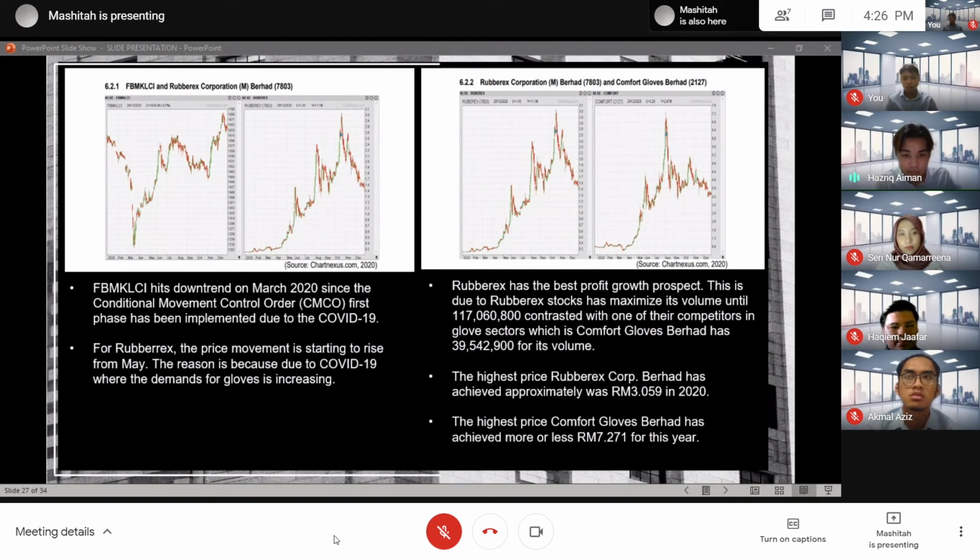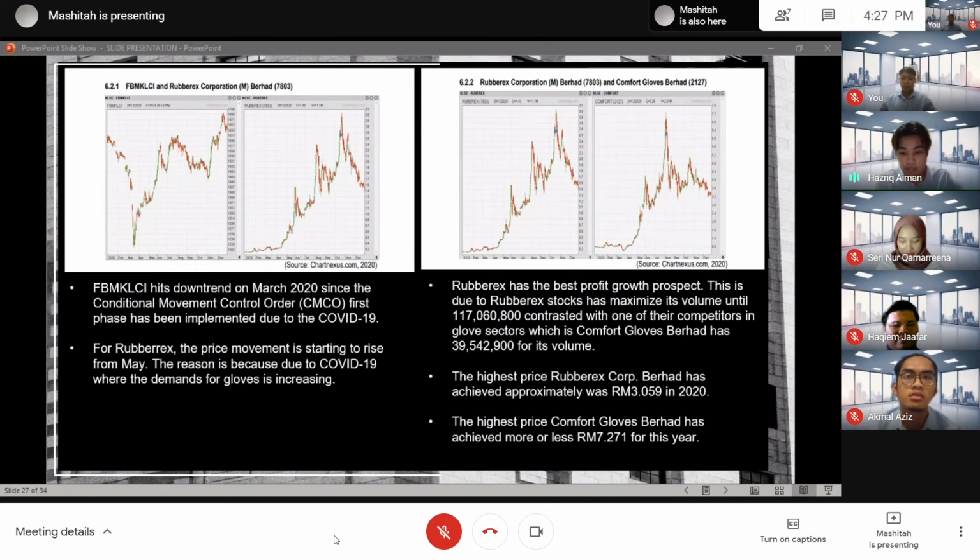Okay, next, for the right side, the comparison between Rubberex and Comfort Glove Berhad. Rubberex has the best profit growth prospect. This is because Rubberex stock has reached a volume of 117 million, contrasted with one of their competitors in the glove sector, Comfort Glove Berhad, which only has 39 million for its volume.